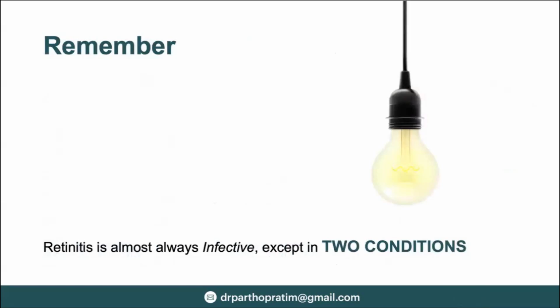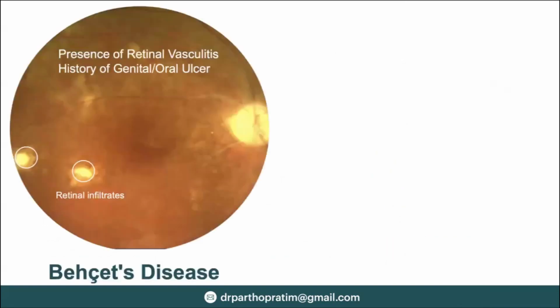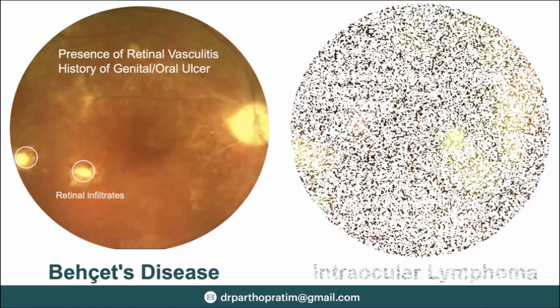Now, remember one very important point: retinitis is almost always infective except in two conditions. Now, let's see which are these two conditions. Number one is Behçet disease. In Behçet disease, you can see some retinal infiltrates which may mimic multiple retinitis. The clue to the diagnosis is that if you take the history, you can actually get a history of oral and genital ulcers, and also you can see the presence of retinal vasculitis.